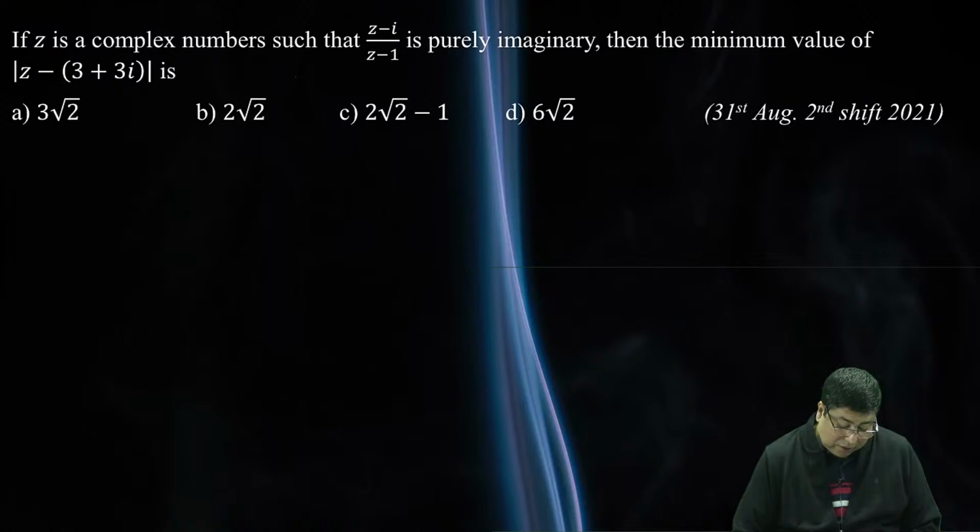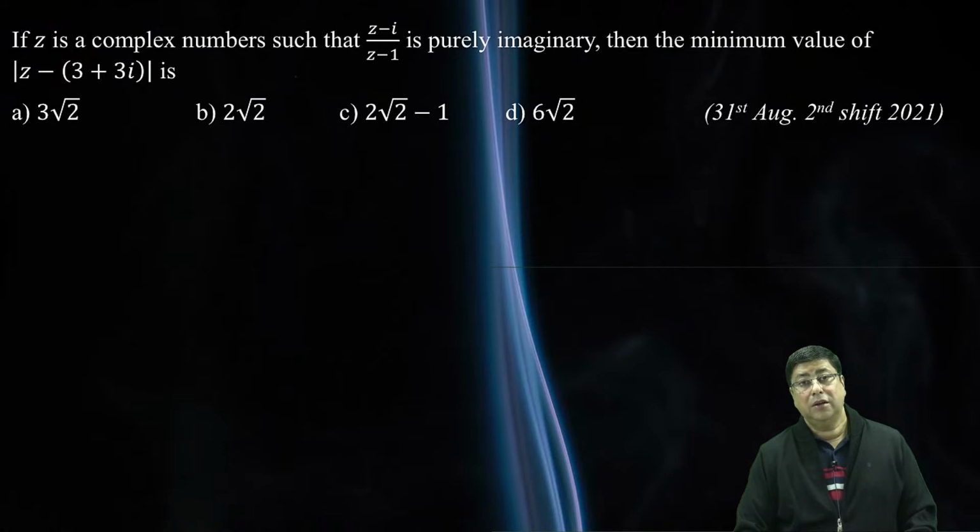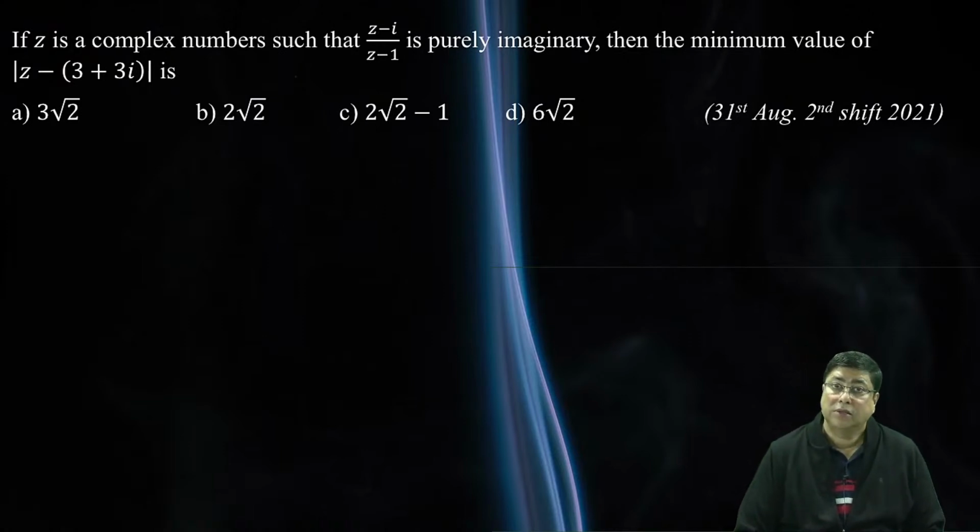If z is a complex number such that (z minus i) by (z minus 1) is purely imaginary, then you have to find the minimum value of this. As we know, mod of z1 minus z2 is the distance between the two points, since a complex number is a point on the Argand plane. So we have to get the distance from z to 3. How to solve this sum? Let us solve it.